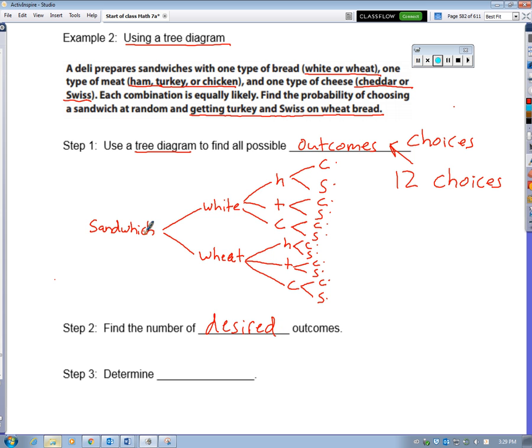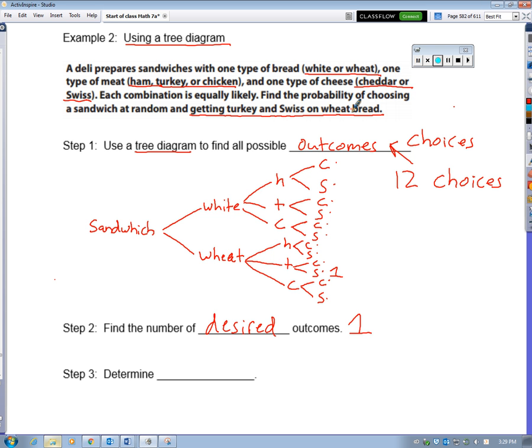Now let's find the number of desired outcomes. If we trace this tree diagram, we're looking for wheat bread, turkey, and Swiss. So if we follow this, here's our sandwich. We need wheat bread. It's going to follow down the path of turkey, and down the path of Swiss. So there's actually only one option. Our desired outcome is just one sandwich.